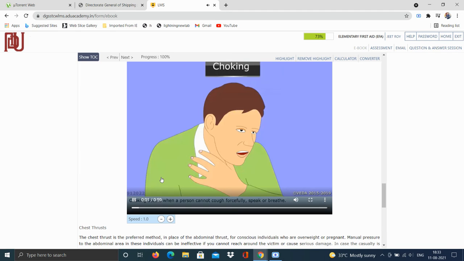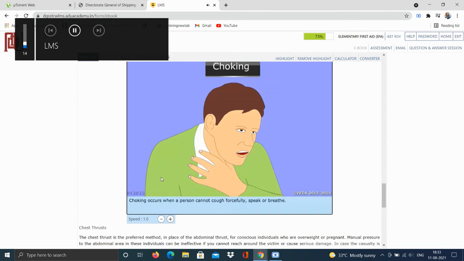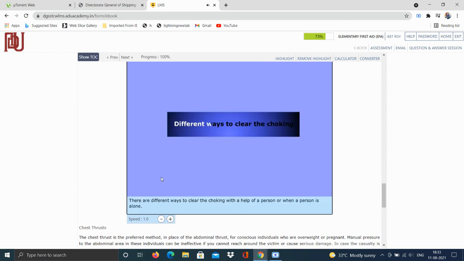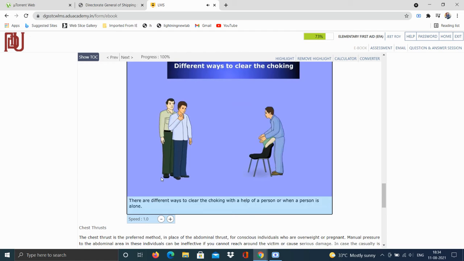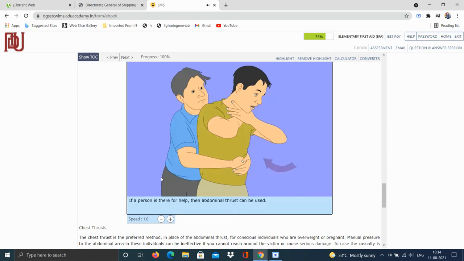Choking occurs when a person cannot cough forcefully, speak, or breathe. There are different ways to clear the choking with the help of a person or when the person is alone. If a person is there for help, then abdominal thrust can be used.